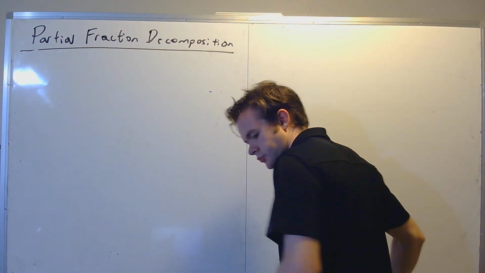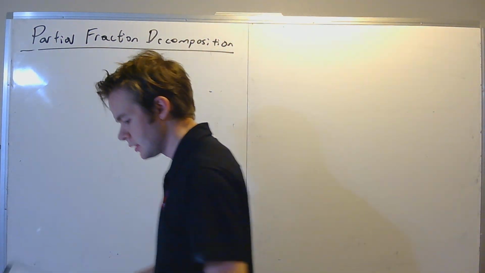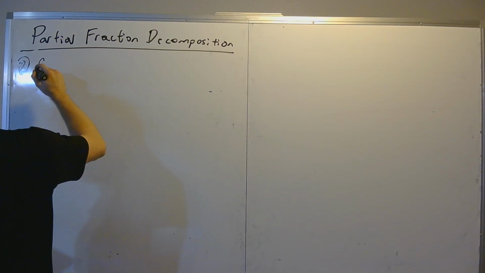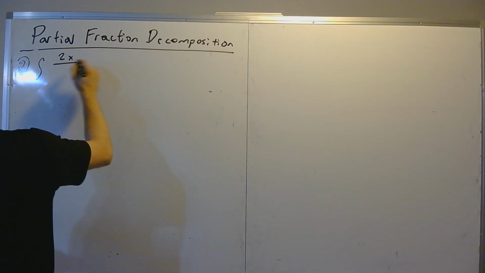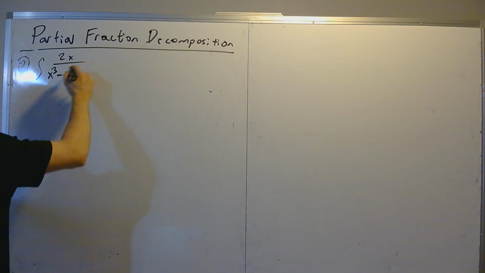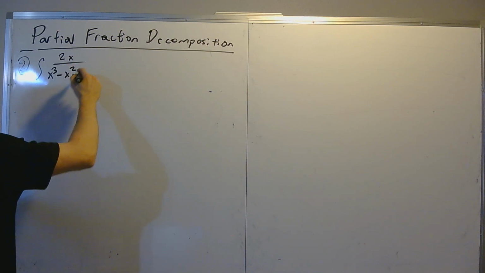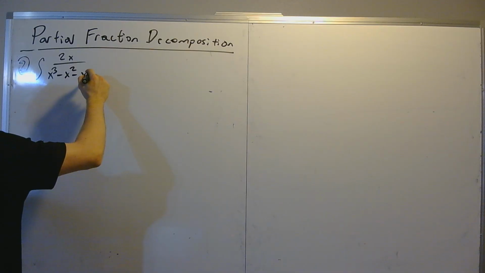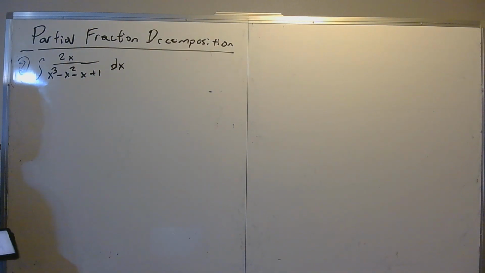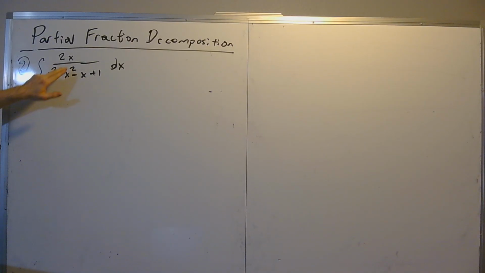Okay. So the next example, number 2, is the integral of 2x over x cubed minus x squared minus x plus 1 dx. Right, so notice here that in the denominator, well, first we have to figure out whether we can use partial fractions, but the degree of the denominator is bigger than the degree of the numerator, so we can use it.